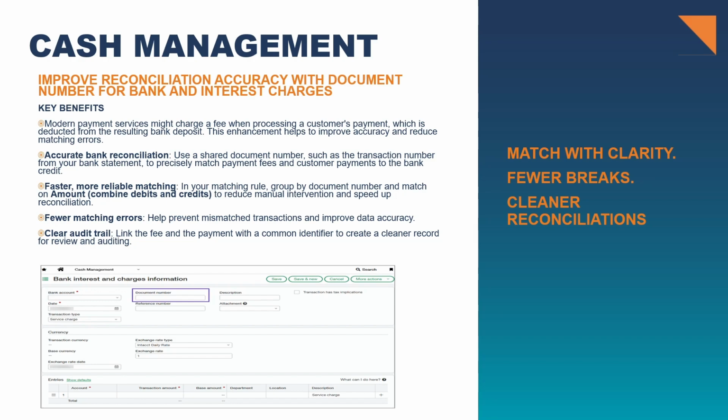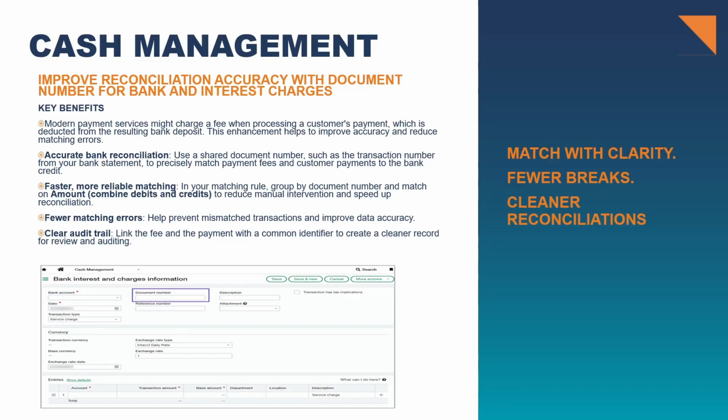So in practical terms, we've seen modern payment services often deduct processing fees before funds reach your account. So instead of receiving one clean payment, you might see your net deposit alongside a separate charge. Historically, that means doing multiple lines manually.